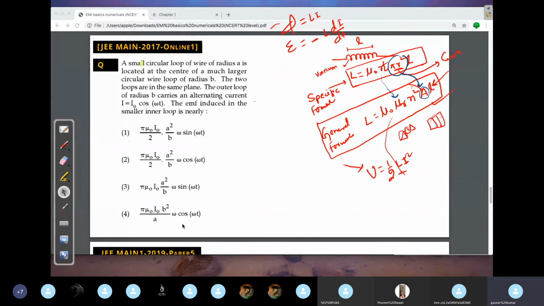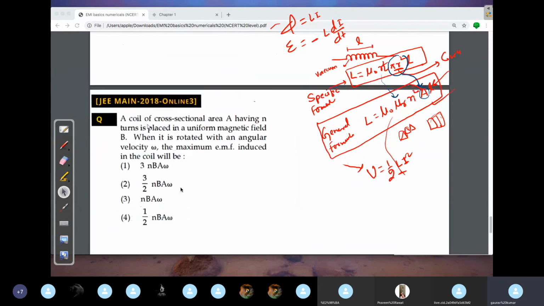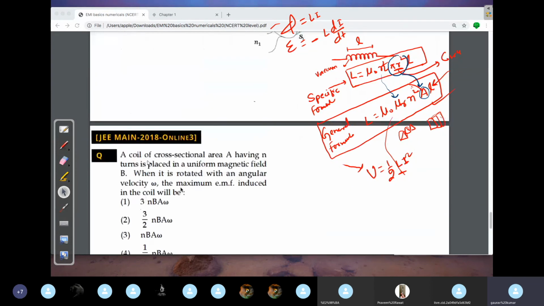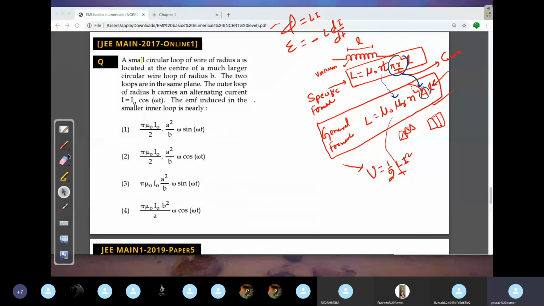Okay, let's solve this question. Now we are entering into questions of mutual inductance. This question and this question, these three are based on mutual inductance, and these are very, very easy. So let's see if we can solve it here.